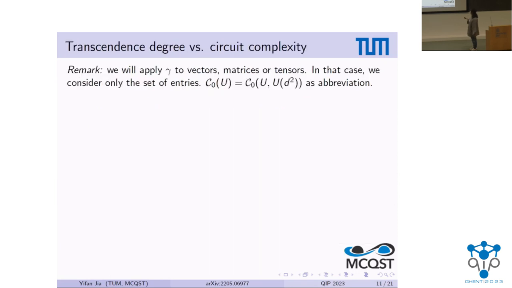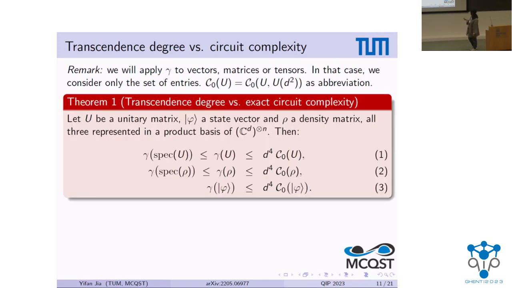Afterwards, you will see me applying this gamma to this transcendence degree for some vectors, matrices, or tensors, but don't feel afraid of that. This just simply means that I will write these vectors, matrices, or tensors in the representation of some product basis, and then I only consider gamma on the entries. So I really leave all of the structure stuff away, and then considering the circuit model, I take all one or two qubit gates as elementary gates.